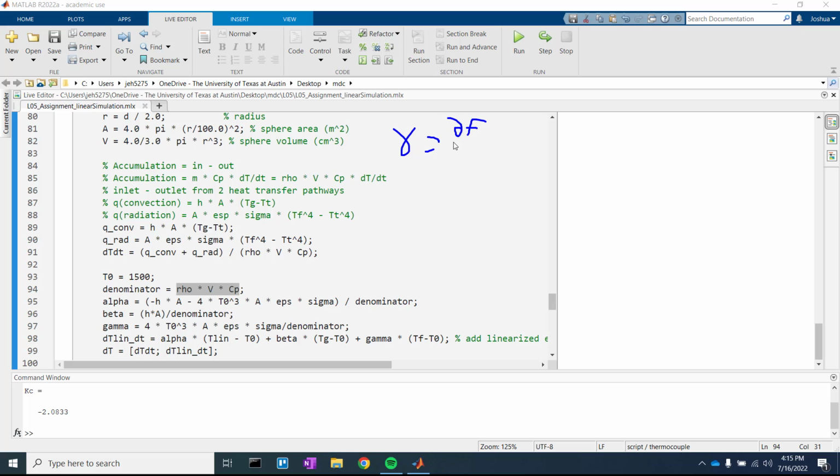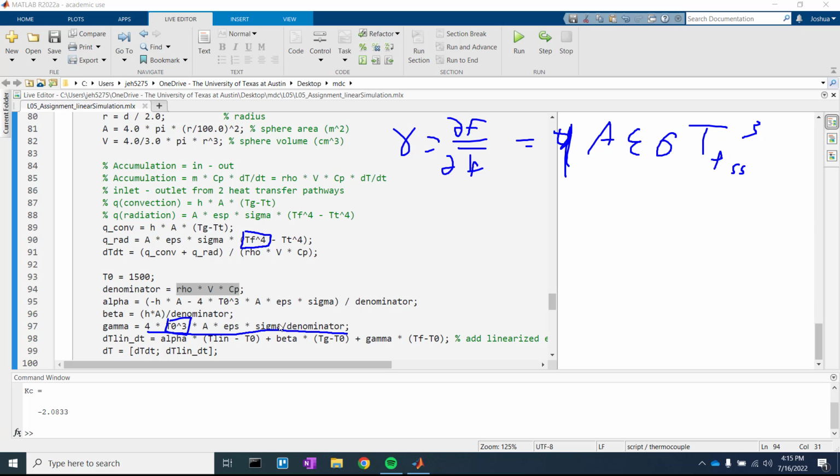So now we have our last one, which is our gamma. I like the F, actually, now that I say that. It's the derivative with respect to temperature of the flame. Temperature of the flame is only used here. So it's going to be 4, times the area, epsilon, sigma, T flame, steady state to the third. And what do you know? That's what we have. You notice temperature of the flame, steady state is T naught as well.